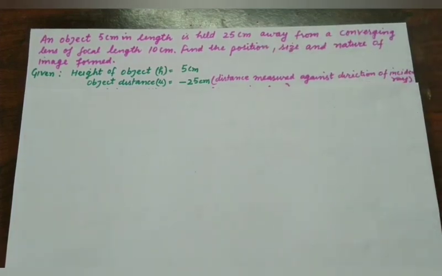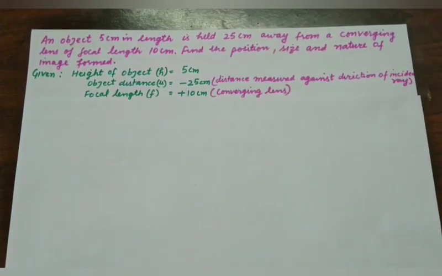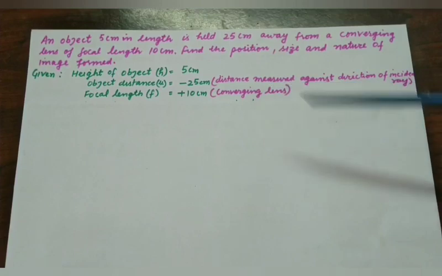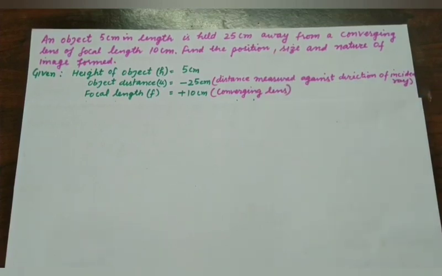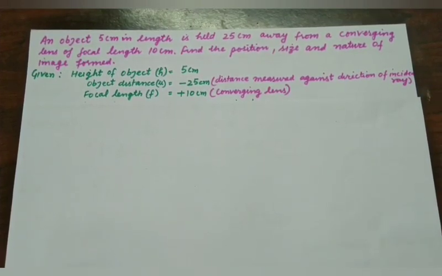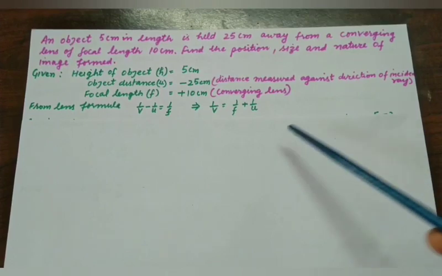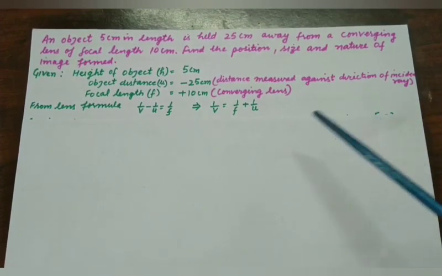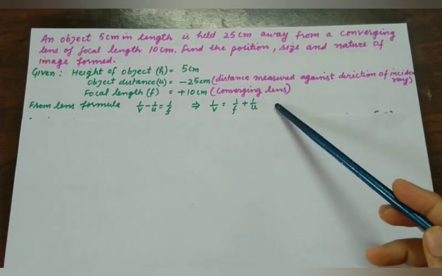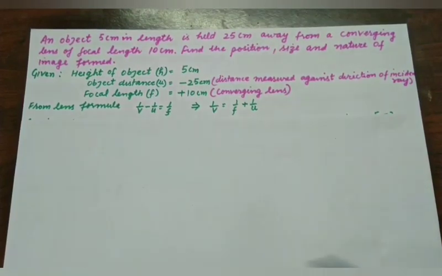Converging lens of focal length 10 cm, that means focal length is given. Focal length is 10 cm, but because it is a converging lens, we will put the sign plus 10 cm. Now we know the formula for the calculation. That is the lens formula: 1 by v minus 1 by u is equal to 1 by f. 1 by v is equal to 1 by f plus 1 by u, by just shuffling the formula.